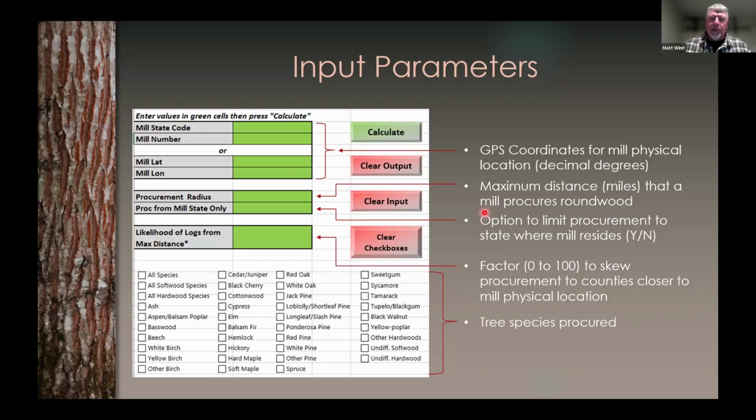Then the last portion, that's where you select your species. So again, for the South, we just use undifferentiated softwood and undifferentiated hardwood. So these are the only two check boxes we will use in the South. But for the North, they have the option of selecting individual species groups. Or you can select all hardwood species, all softwood species, or all species.